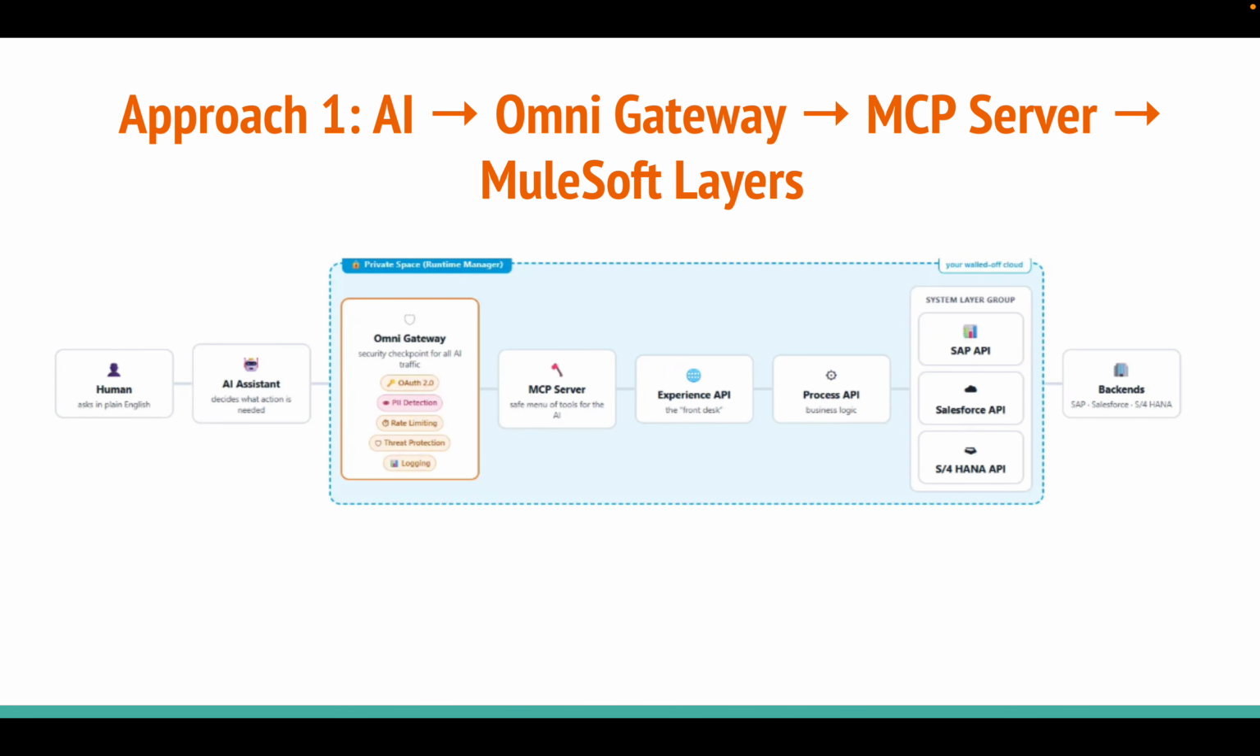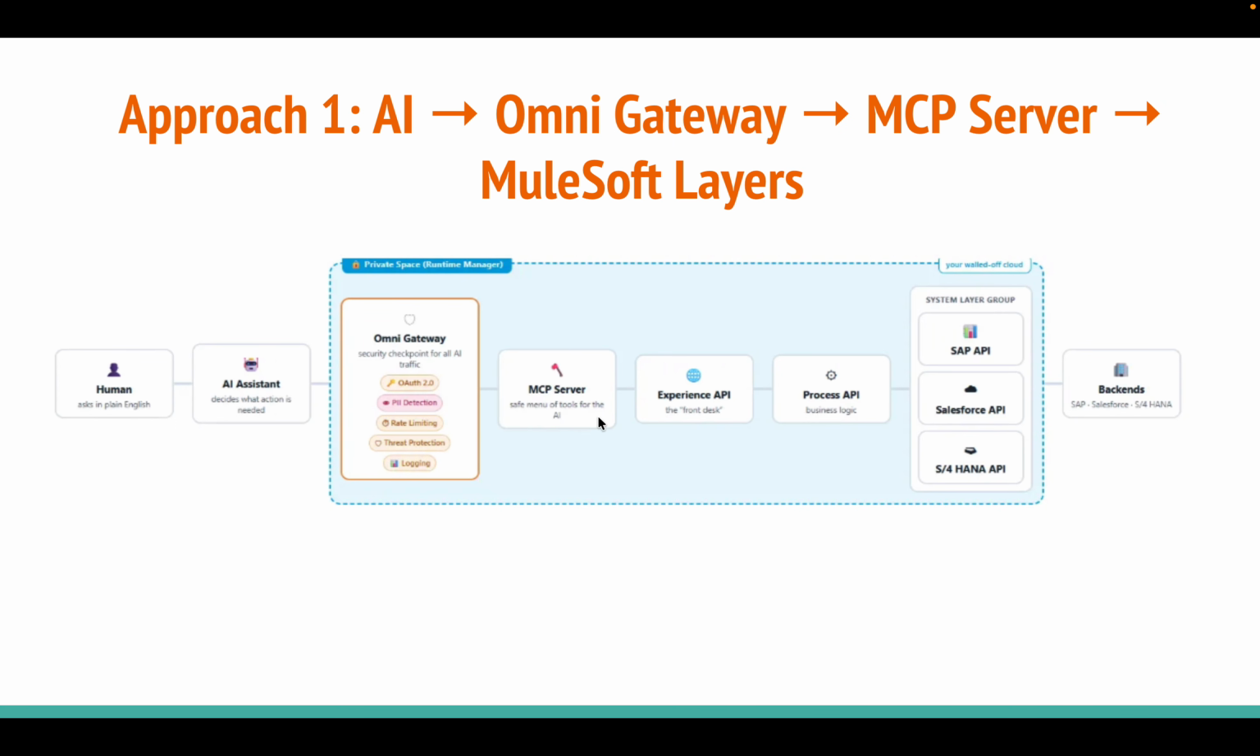Okay, so approach one I already talked about. A human will talk in natural language with the AI assistant. This AI assistant can be a chat window or any agent. It will go via the Omni Gateway. We're going to talk about the Omni Gateway also. The gateway is an entry point where we can apply various policies like PII detection, rate limiting, threat protection, and any kind of authentication and authorization policies. Then the request will move to the MCP server, and the MCP server can call whatever API we have configured for it, or even directly call any backend systems. Basically, we don't need the API again. This is just an example.